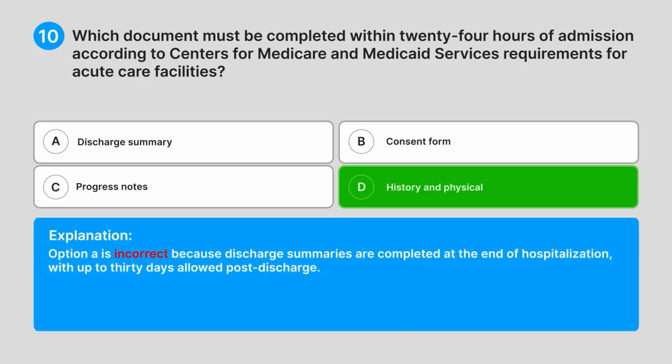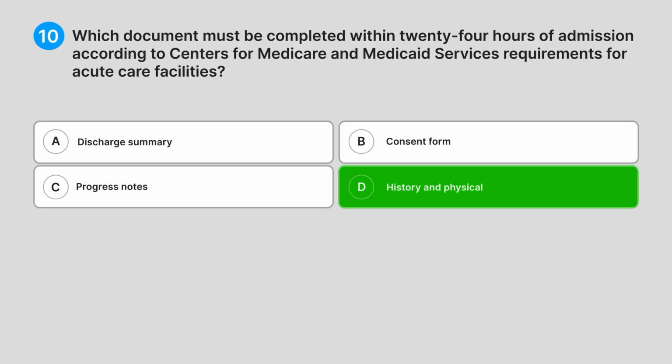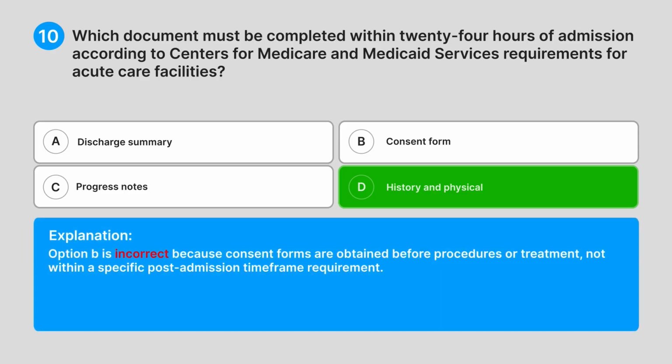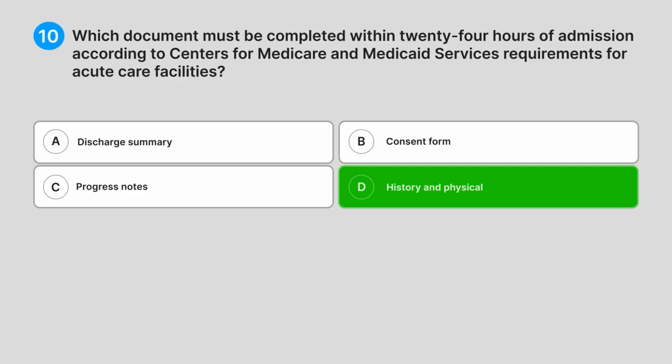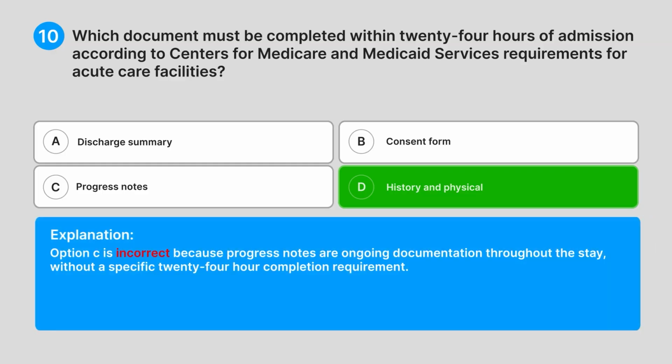Option A is incorrect because discharge summaries are completed at the end of hospitalisation, with up to 30 days allowed post-discharge. Option B is incorrect because consent forms are obtained before procedures or treatment, not within a specific post-admission timeframe requirement. Option C is incorrect because progress notes are ongoing documentation throughout the stay, without a specific 24-hour completion requirement.